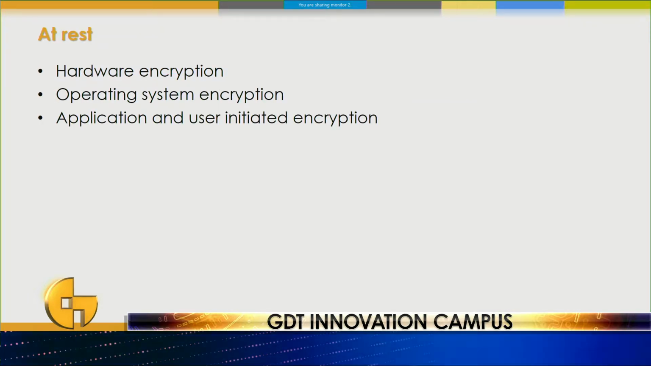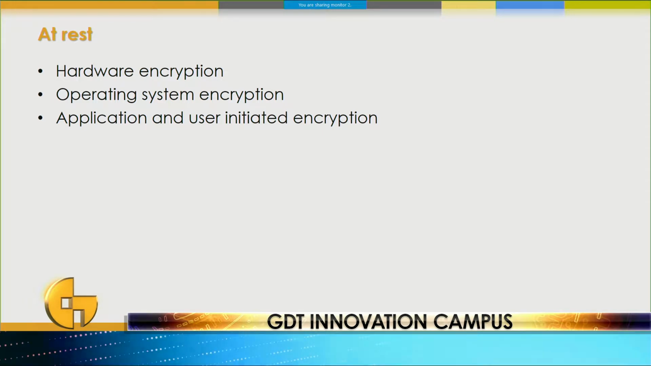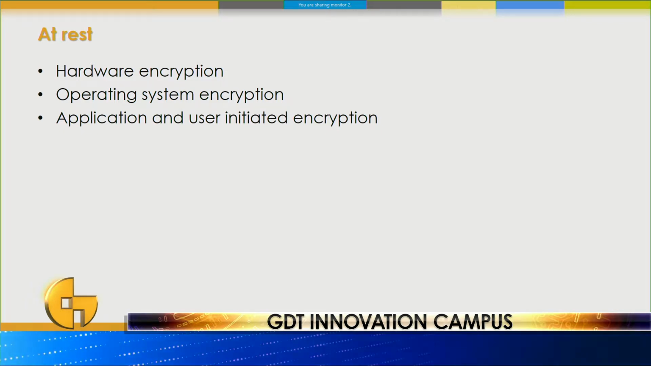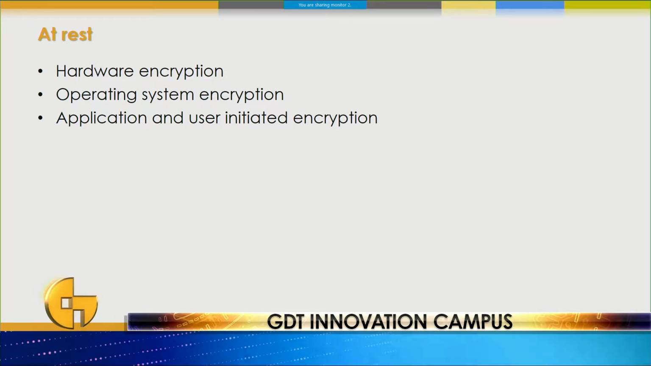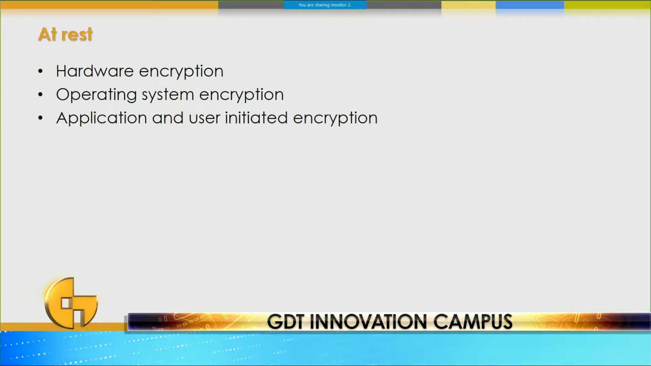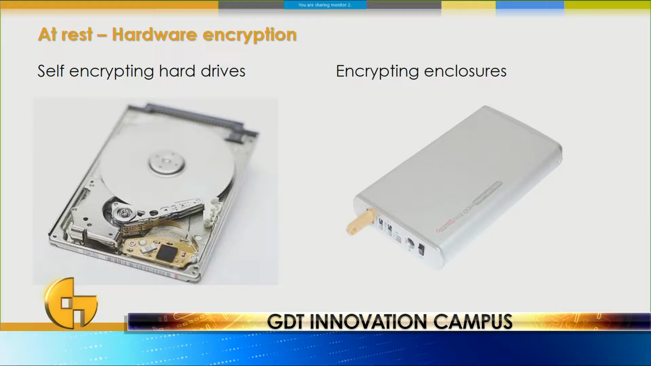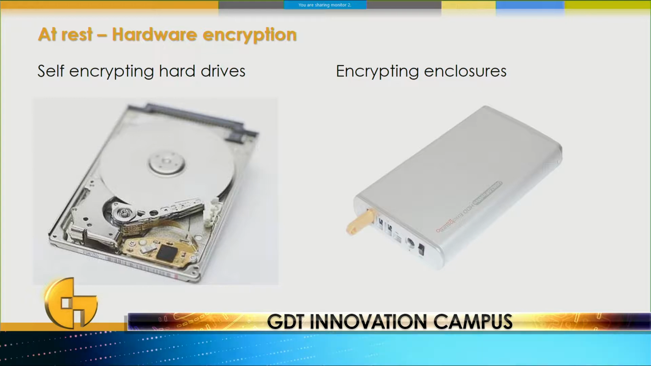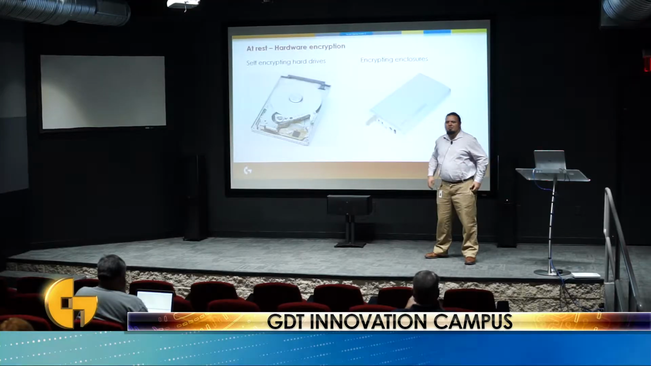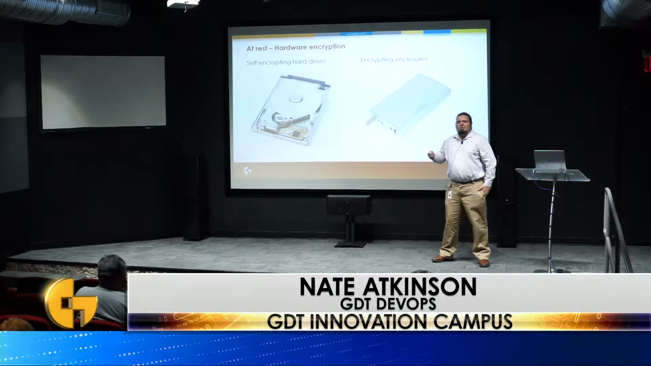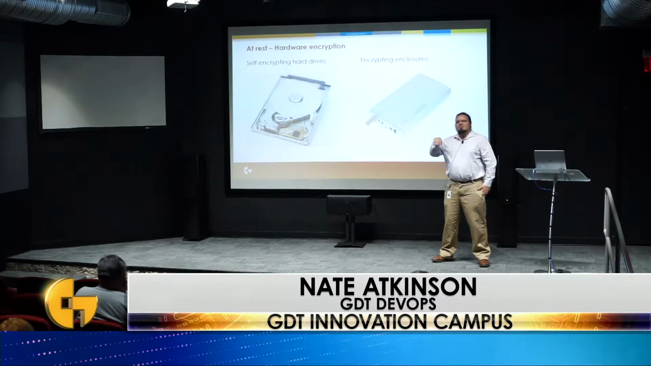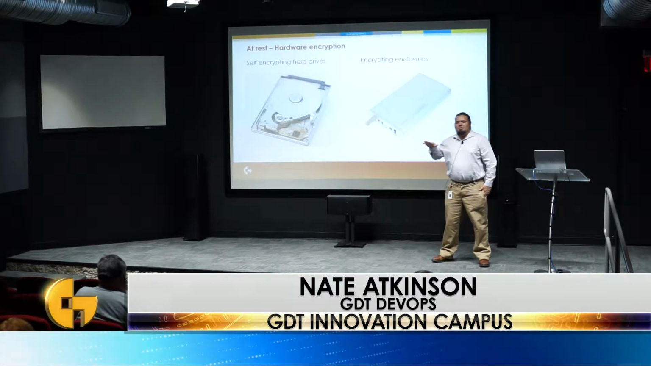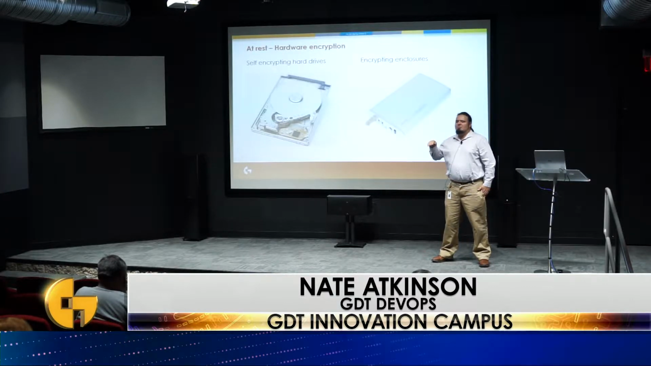A couple of ways that we can protect data at rest are hardware encryption of the data, letting our operating system do the encryption for us, and application and user-initiated encryption. Some of the tools for hardware encryption: we've got self-encrypting drives. Basically, you order from Hitachi or Seagate or your hard drive vendor a self-encrypting drive. When you set up that computer hard drive, you can actually set a password on it, and all of the data is then written in encrypted form and can only be accessed by entering the password when you boot up the computer.